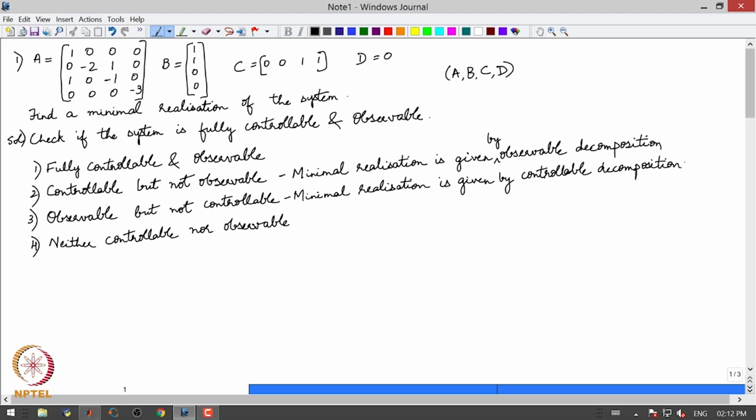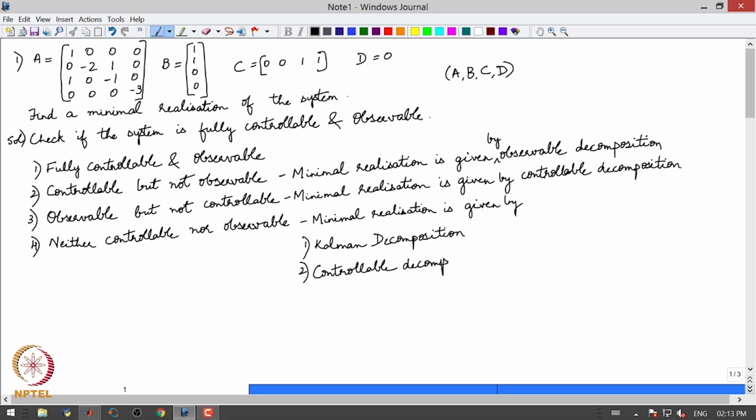So, now what if happens that the system is neither fully observable nor fully controllable? Then minimal realization is given by, you can do this in two ways. One is using Kalman decomposition, but finding the basis for a Kalman decomposition is very difficult. So, we have an alternate way of doing controllable decomposition plus observable decomposition. So, we will do one after the other.